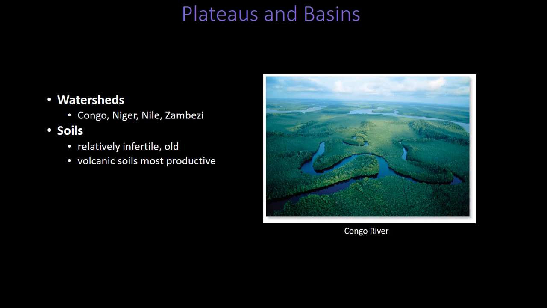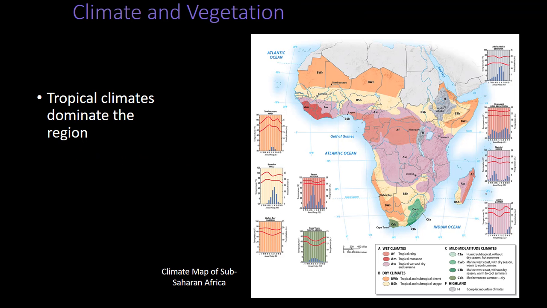There's also a lot of, and we'll talk about some water issues more when we get to other regions, but there are some water issues over water rights and which country gets access to the water rights. Some countries building dams, for example. Soils, so generally, again, are relatively infertile. They're very old soils. The volcanic soils in the region are the most productive, as we would see with almost every other region.